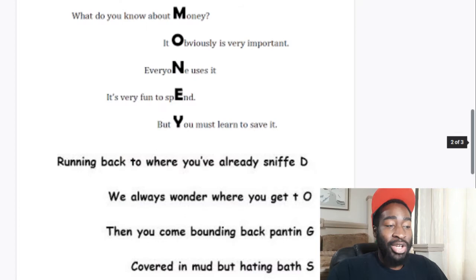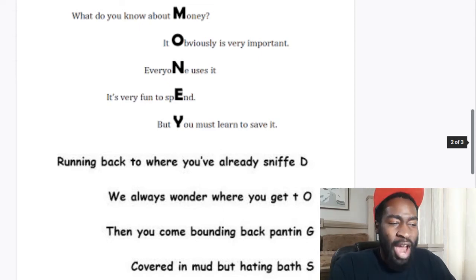Okay, so as you can see here, these are the two other examples I was talking about. I didn't write these, I got these off the internet, but I'll just read these out for the sake of showing how acrostics can be done. What do you know about money? It obviously is very important. Everyone uses it. It's very fun to spend, but you must learn to save it.